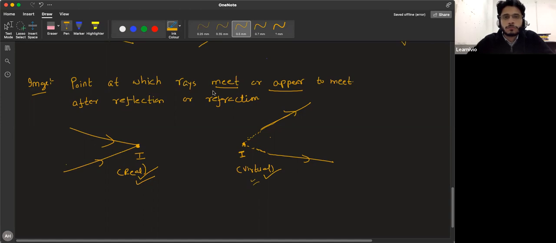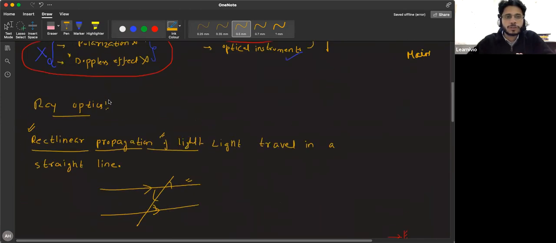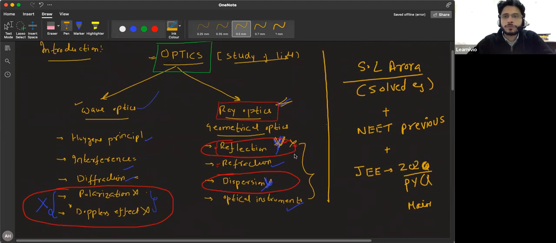Yes, sir. Okay, so these are basic definitions. These are some really very basic definitions. You can note down the topics of ray optics from here.